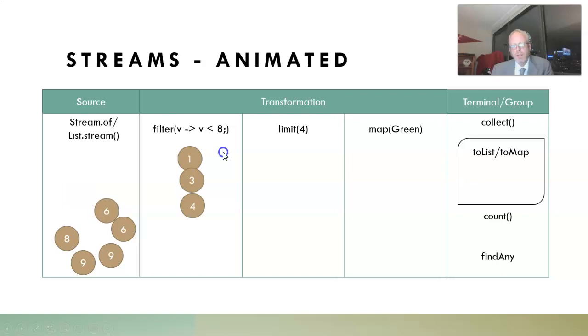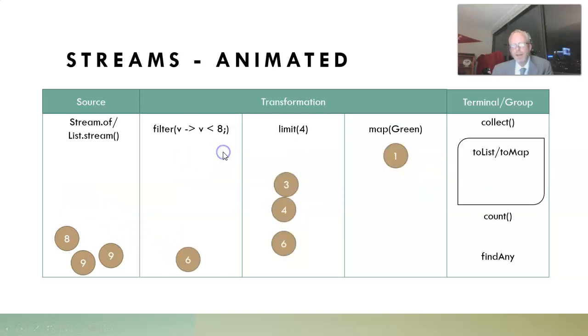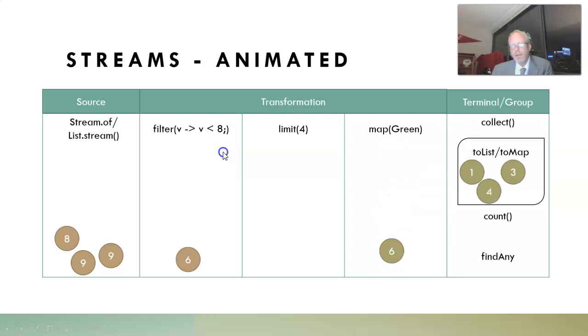In this case, we're filtering for all items that are less than 8. Then we're limiting to the top 4. Then we're mapping to change a value of the attribute, which in this case is the color. And then we collect it into a result that we can send back. So let's take a look at how we can implement this in our project.